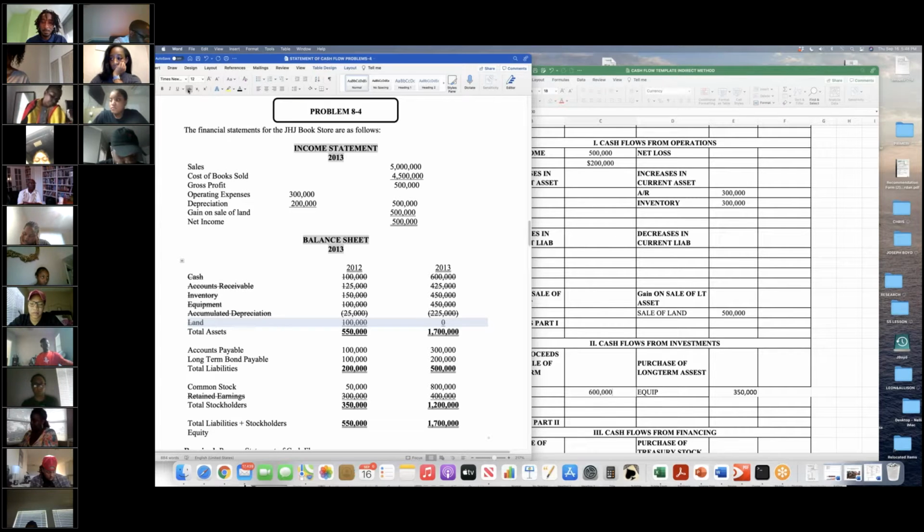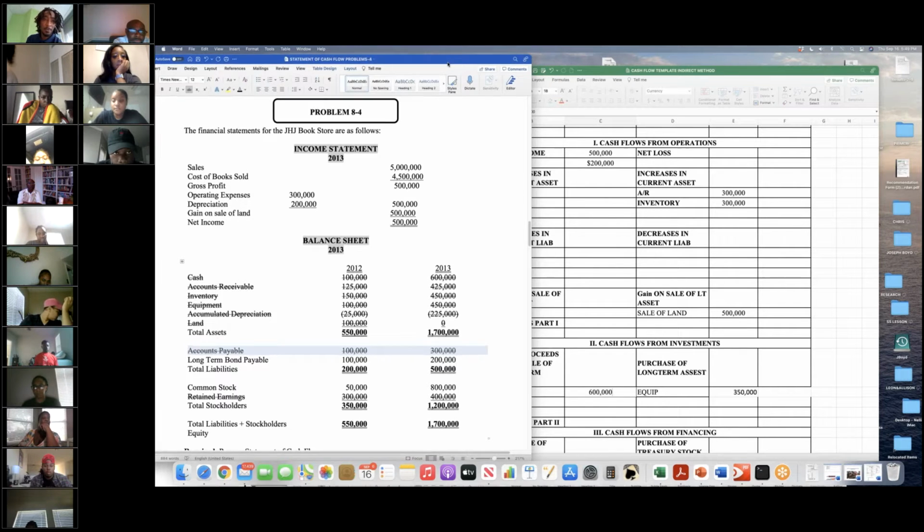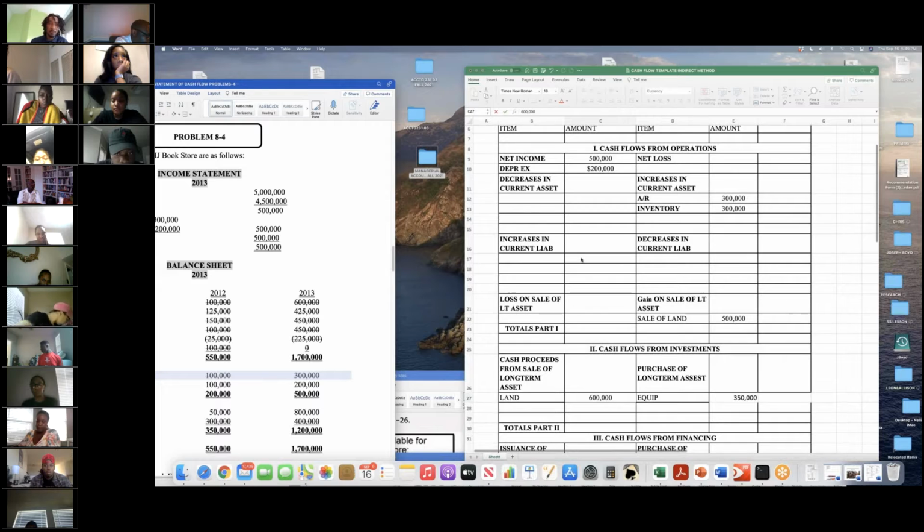So now we move to accounts payable. Account payable increased from year 1 to year 2, and I have it as a current liability in the source column. So it's a current liability, so it's going where? In what part? The source column. Part 1, 2, or 3? Oh, I'm sorry, part 1. Operation, we have a current liability.